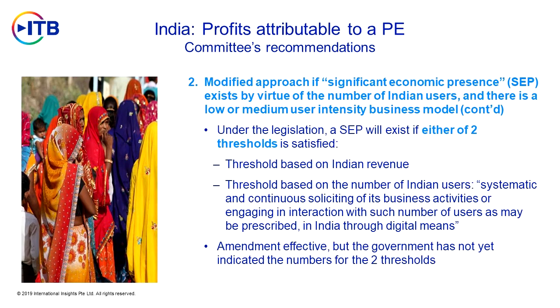Under the legislation, a SEP will exist if either of 2 thresholds is satisfied. A threshold based on Indian revenue and a threshold based on the number of Indian users. The legislation describes this second threshold as systematic and continuous soliciting of its business activities or engaging in interaction with such number of users as may be prescribed in India through digital means. Unfortunately, even though the amendment is already effective, the government has not yet indicated the numbers for the 2 thresholds.